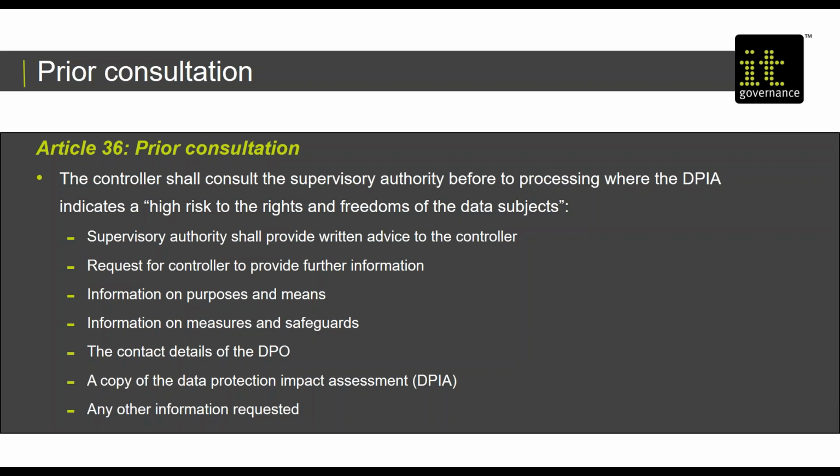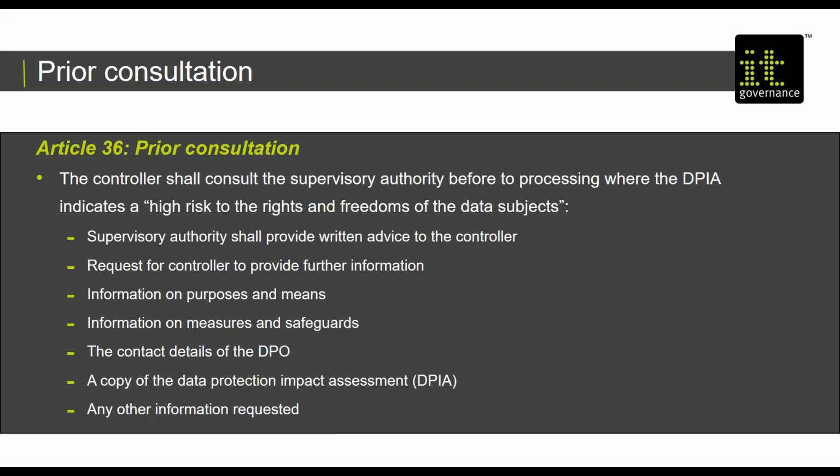GDPR in Article 36 says that where there is a high risk to the rights and freedoms of data subjects, so you need to have a mechanism for determining there's a high risk. That goes back to your risk assessment methodology. Where there is a high risk to the rights and freedoms of data subjects, you must talk to the supervisory authority, who in the UK, as you know, is the Information Commissioner. The controller must consult. The way in which the ICO responds should include written advice to the controller on how to do the DPIA. Often this type of information is already published on the website. They might ask for further information about what you're doing.